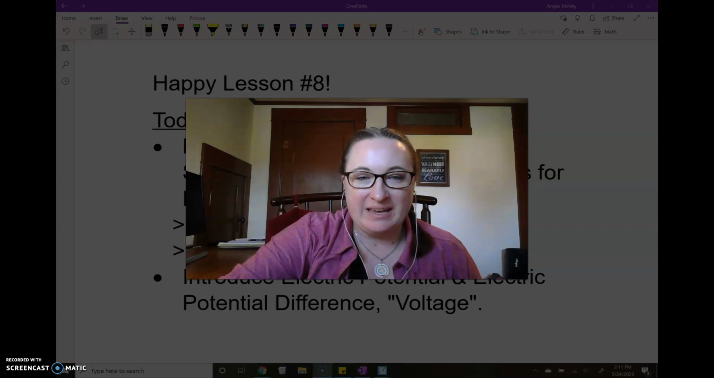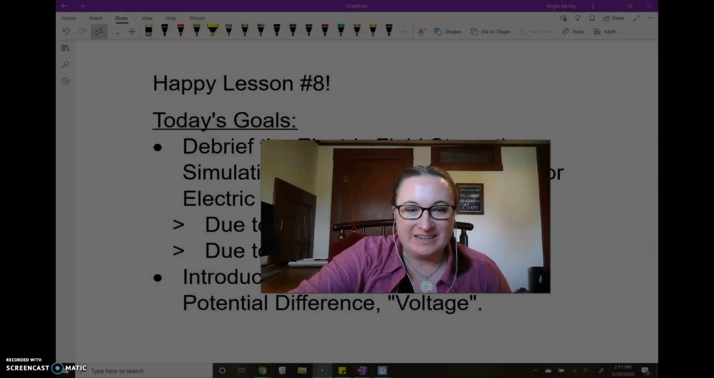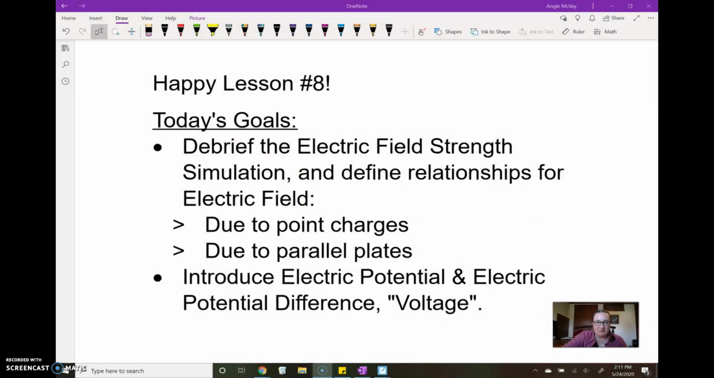Happy lesson number 8. We're counting down to lesson number 10, so it's close to the end. Let's take a look at what our goals are for today. Today we're going to debrief that electric field strength simulation and define some relationships for electric field, specifically electric field due to point charges and electric fields due to parallel plates. And then we'll introduce electric potential and electric potential difference, which you may have heard called voltage. All right, let's go ahead and get started.